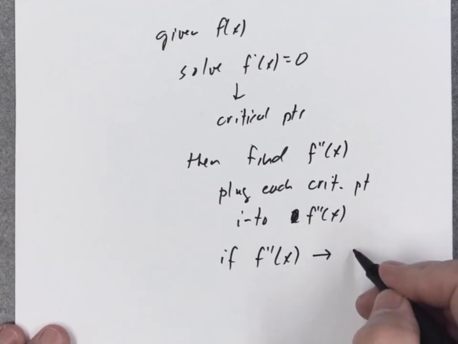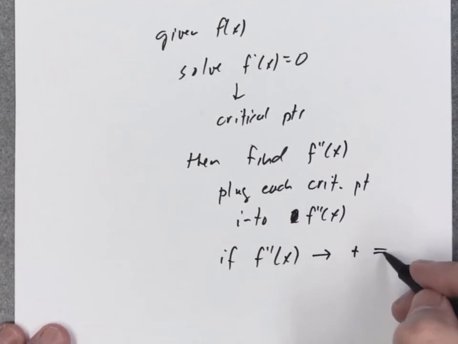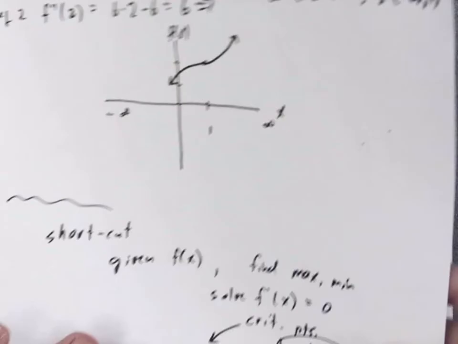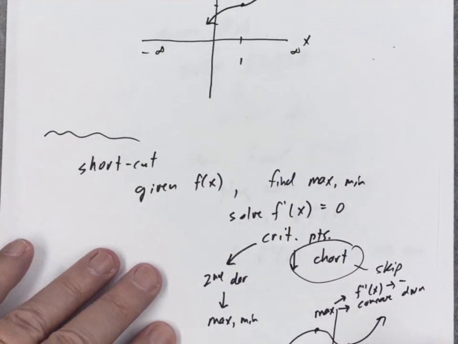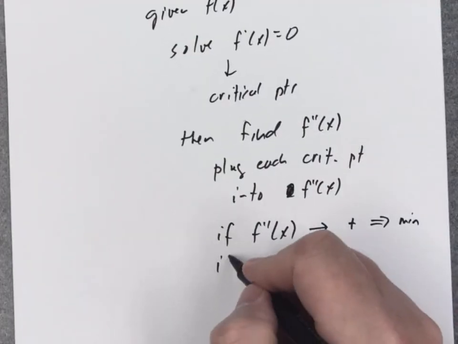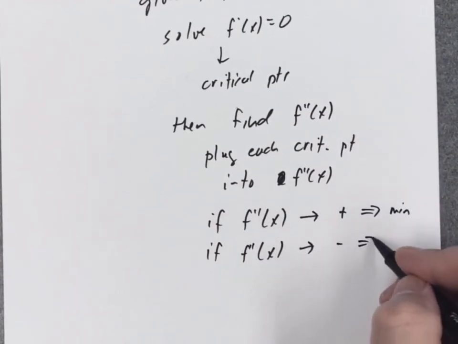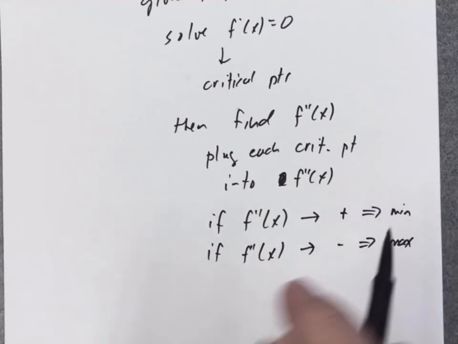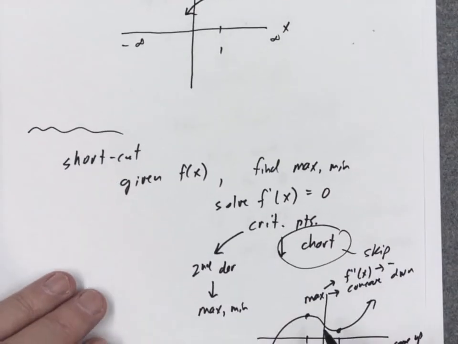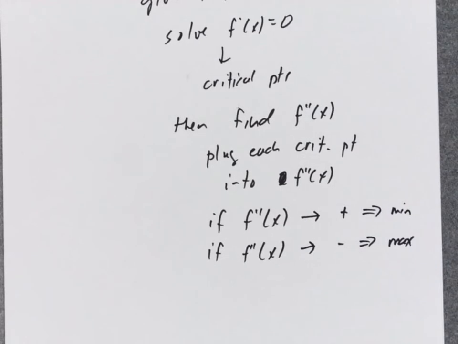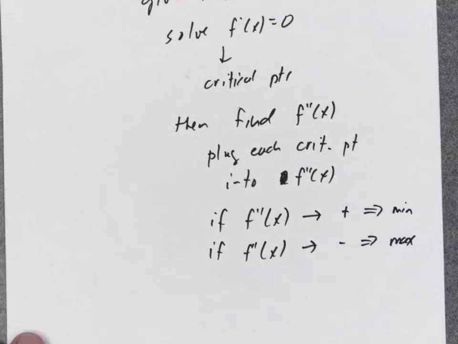Now, if the second derivative is positive, that means you have a minimum, right? Positive second derivative is concave up, you've got to have a minimum. If the second derivative is negative, then you know that critical point is a maximum, right? Because a negative second derivative is concave down, which means you've got a maximum. So let me do a problem, and then hopefully this will even become more clear.